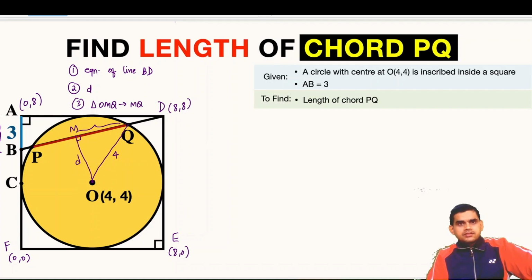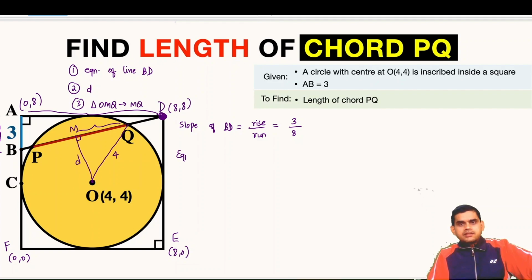So the first is to find the equation of line BD. For that, we want the slope of BD. So slope of BD is equal to rise over run. So rise is 3 and run is this distance, that is 8 units. The slope of BD is 3 over 8. Now this line BD passes through this point (8, 8).